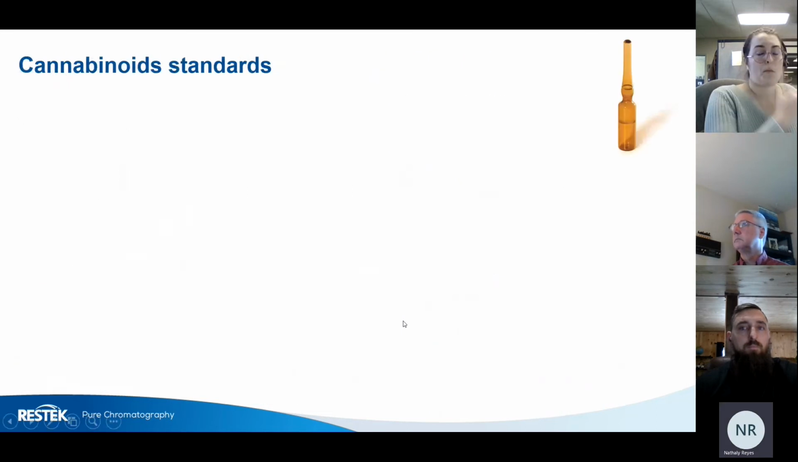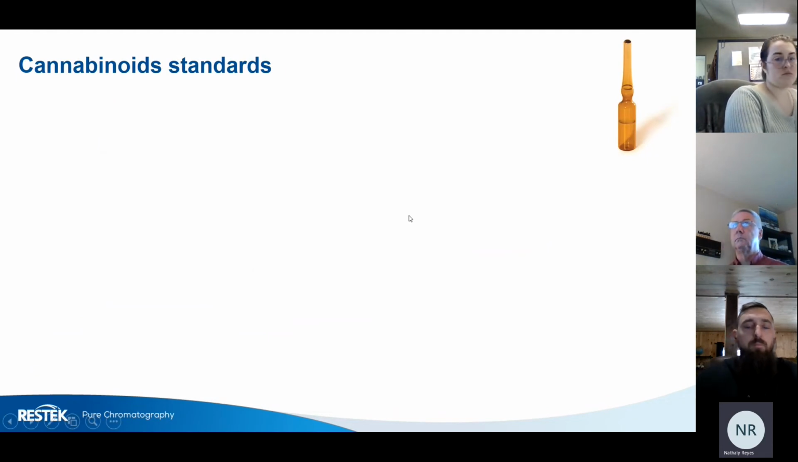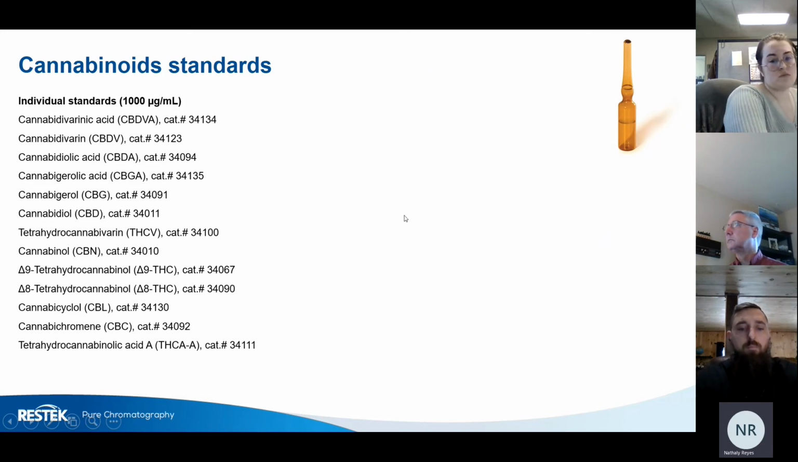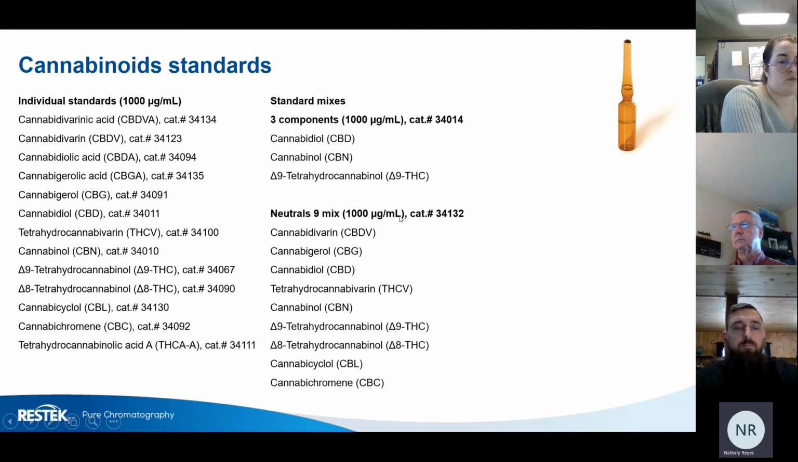So in addition to having a robust LC method, it is important to have reliable standards. At Restek, we have a number of individual cannabinoid standards at 1000 ppm concentration. We also have different mixes, which are very convenient for reliable and fast analysis. Those mixes include this one that contains 3 main cannabinoids: CBD, CBN, and THC.